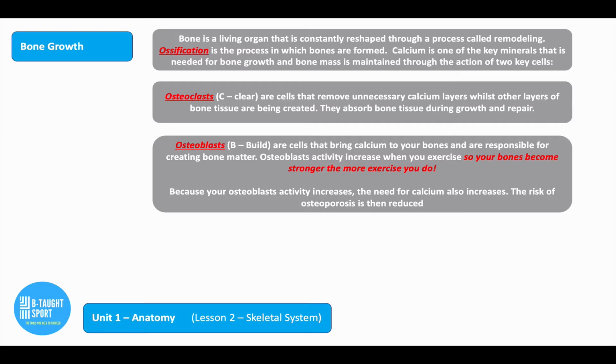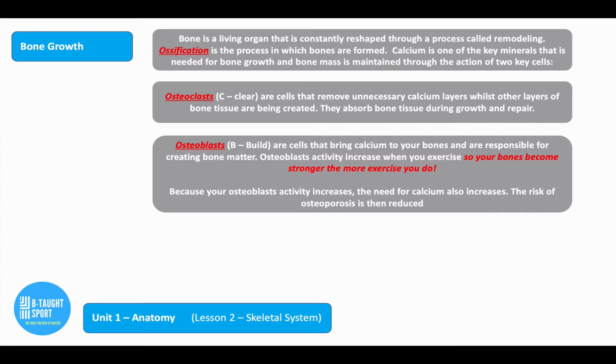So what then happens is the osteoblasts have to work harder to relay your bone. Every time you do some exercise, your bones become stronger the more exercise you do, and that's why health experts say it's really good for you to do a lot of exercise because it makes your bones a lot stronger. And because your osteoblast activity increases, the need for calcium increases, which means that you need more calcium in your diet, and that is why it is key to have calcium.